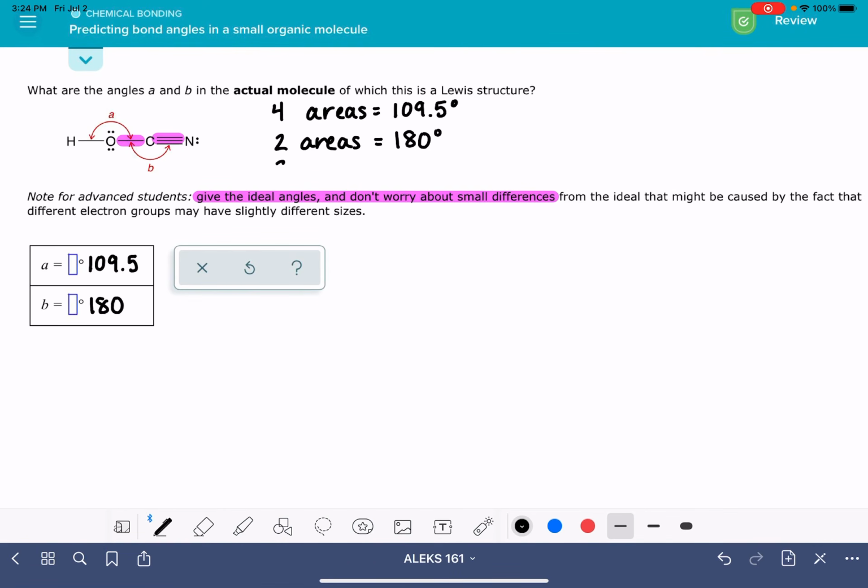And just to add on this, in case you have a variation in your particular problems, if you have 3 areas, that's going to be 120 degrees.